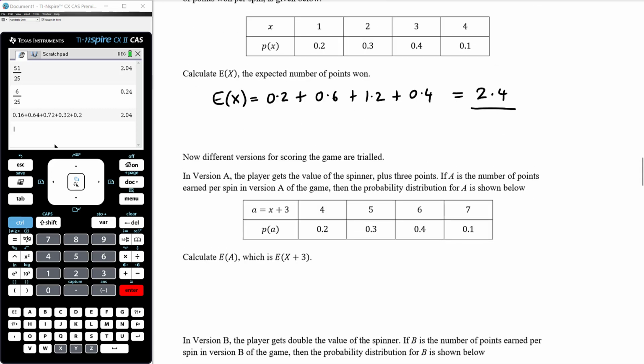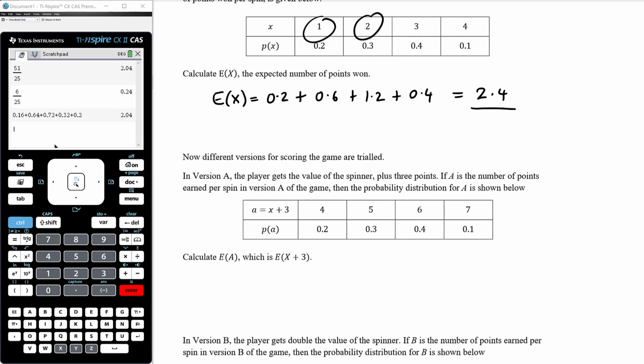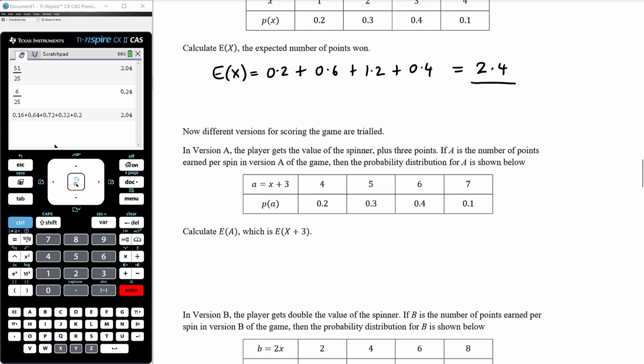Okay, so if A is the number of points earned per spin in version A of the game, then A is essentially our x values plus 3. So it's the same probability distribution, except we're going to have added 3 onto all of those x values. So now we have 4, 5, 6, and 7. Okay, so we want to work out the expected value of A, the expected winnings in this game, which is the same as the expected value of x plus 3.